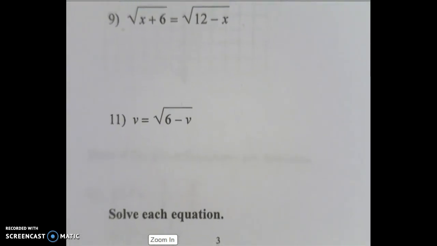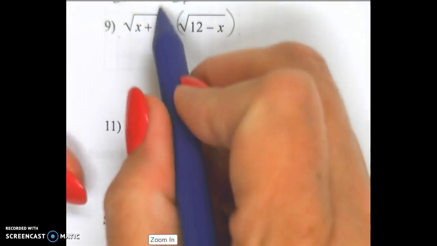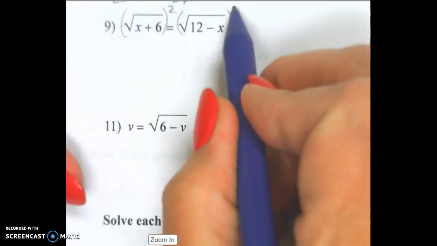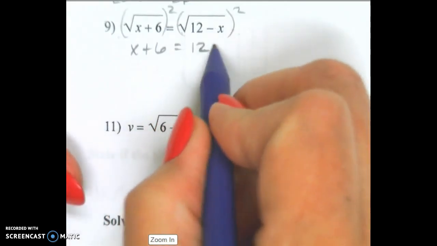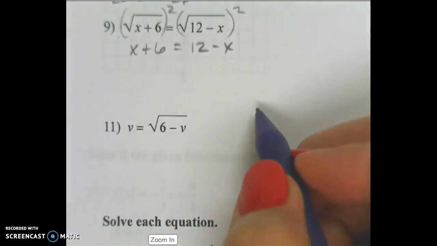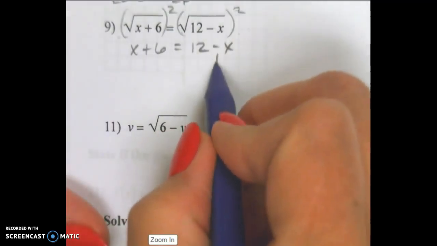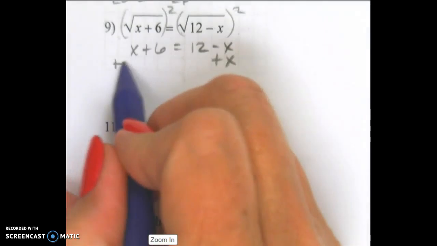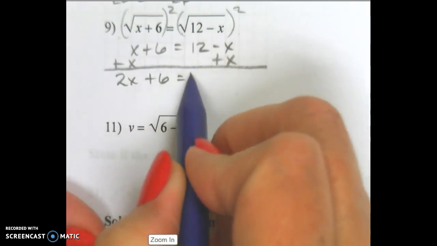Number 9. Again, I have radicals on both sides, so I need to get rid of that. So to get rid of a square root, I'm going to square my problem. I get x plus 6 equals 12 minus x. Because I'm squaring a square root, they're inverses, they go away. I have x's on both sides, so I'm going to get rid of one of them. So I get 2x plus 6 equals 12.